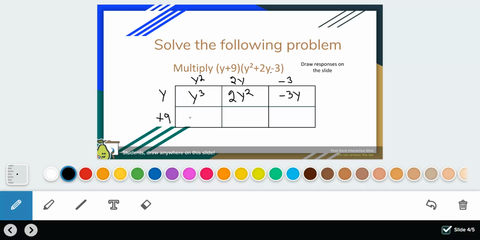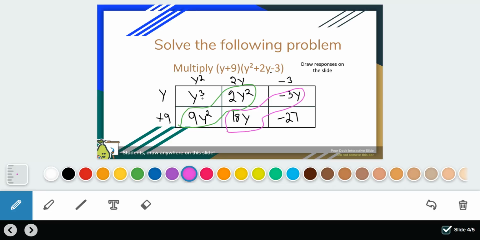And then 9 times y squared will be 9y squared. 9 times 2y will be 18y. Starting to see like terms. And then 9 times negative 3 will be negative 27. All right, it looks like I can combine like terms here, diagonals. So I combine the diagonals here. That's my first diagonal that I can combine. Probably you guys were waiting for this color. There is my other diagonal that I can pick.